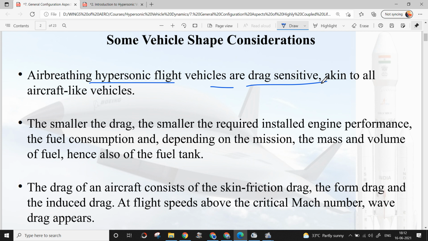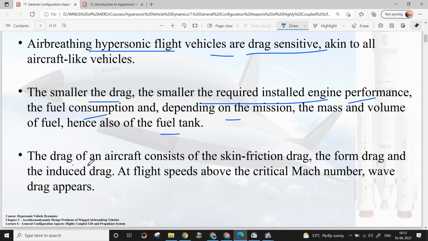Okay. So the smaller the drag, the smaller the required installed engine performance, right? As much as the drag is small, the required engine performance is also small, and fuel consumption will also be lower, depending upon the mission, right? So the fuel tank can also be reduced, right? So depending upon the requirement, drag needs to be small.